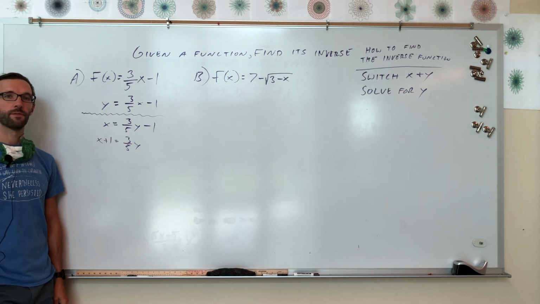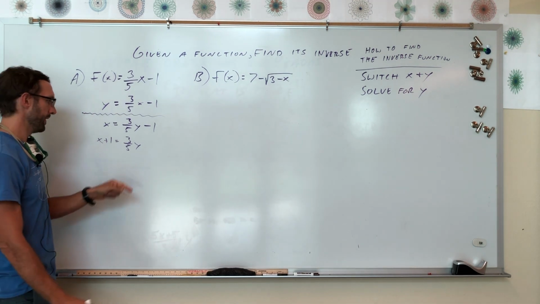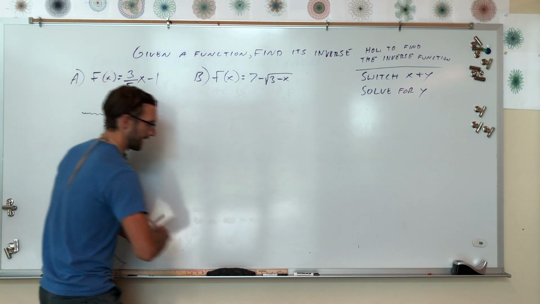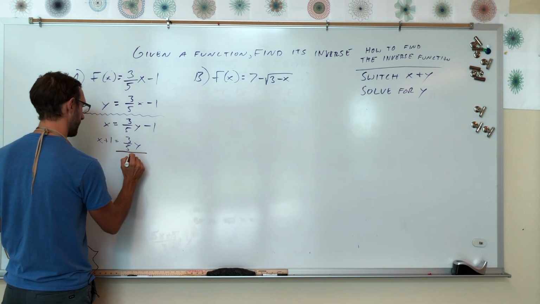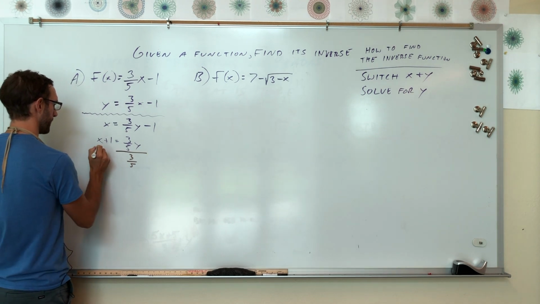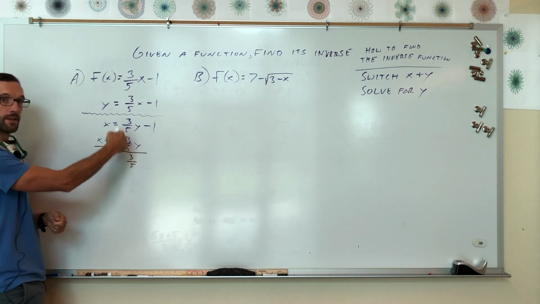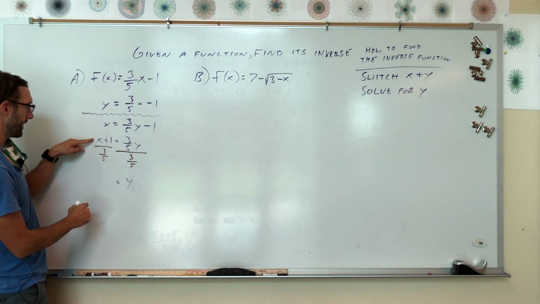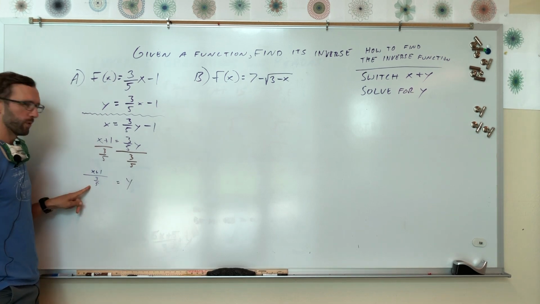So we get x plus 1 is 3/5 y. And then we're going to divide by 3/5. I'm going to write that in a different color so you can visualize that. Here's the big vinculum, and then the 3/5. And we're going to do it to both sides, because then this divides out to 1. And then now we have x plus 1 all over 3/5, which looks strange.